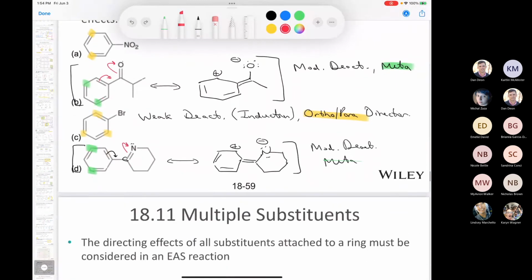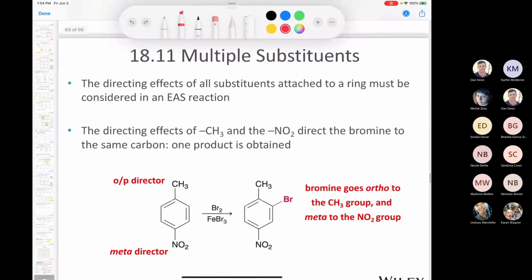Okay, so that's enough of that one. Let's move on to multiple substituents. Part of me wants to take a break and give you a break, but part of me knows that this information is fresh in your brain. So I just want to run over this with you, not quickly. I don't want to rush over it, but I want to go over it with you, even though you might be tired, just to get the ideas fleshed out.